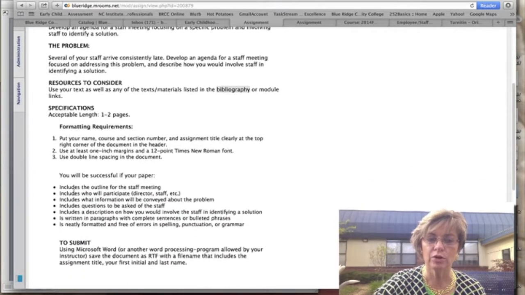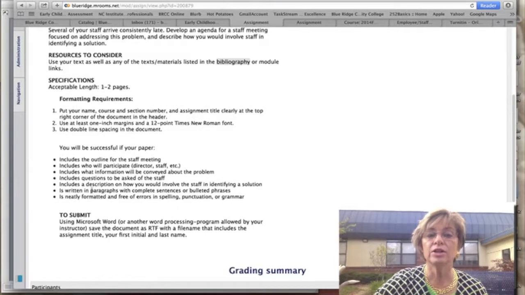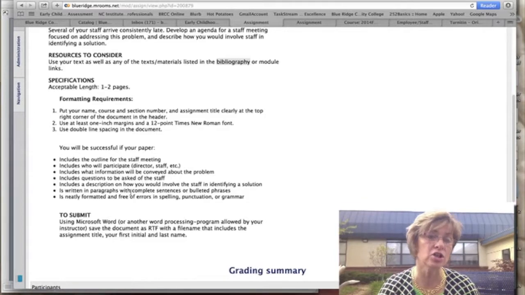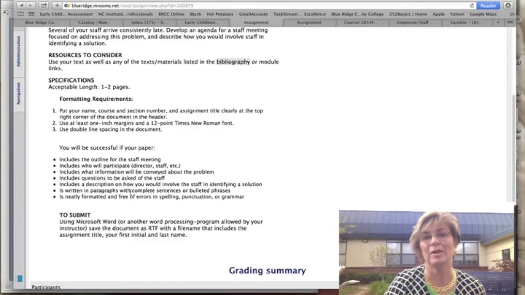So to be successful, you're going to include the outline for the staff meeting. You will include who's going to participate, director, staff, whoever else is going to be there. Include what information will be conveyed about the problem. Include questions that you're going to ask of the staff about the problem. Include a description on how you would involve the staff in identifying a solution. So think about that problem and how you want to go about addressing it with the staff. And again, in your agenda outline, please address other things besides just this one problem area.